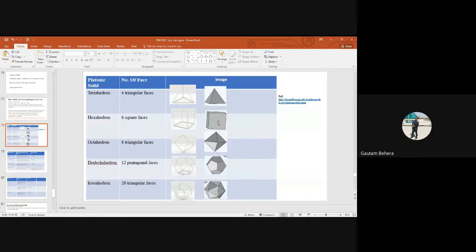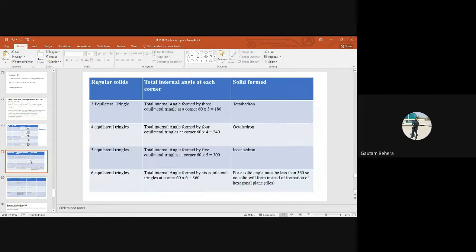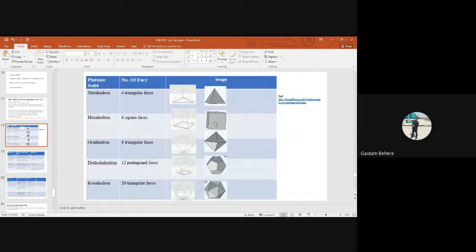Just have a look. If you measure this angle, it will be 270 degrees. You understand that this is 1, this is 2, and this is 3. They're meeting at a corner point, right? So to form a cube, you need at least 3 squares.